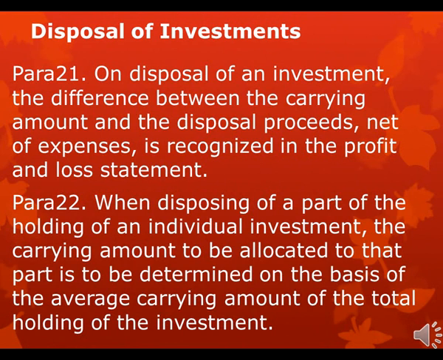Disposal of investments. Para 21. On disposal of an investment, the difference between the carrying amount and the disposal proceeds, net of expenses, is recognized in the profit and loss statement. Para 22. When disposing of a part of the holding of an individual investment, the carrying amount to be allocated to that part is to be determined on the basis of the average carrying amount of the total holding of the investment.